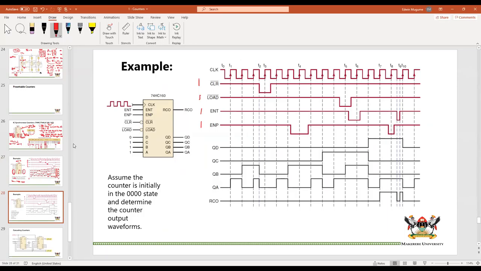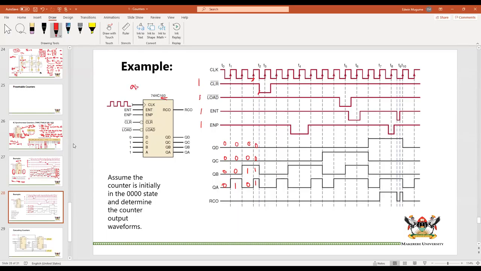And so if we assume that this is, let's say, 0000, that is our initial state. We have not seen anything here, so we are going to go to the next state. These are the conditions for counting. We are going to say 0001, and we are going to go into 0010. And then at the next clock, we still don't have anything, so we can say 0011.